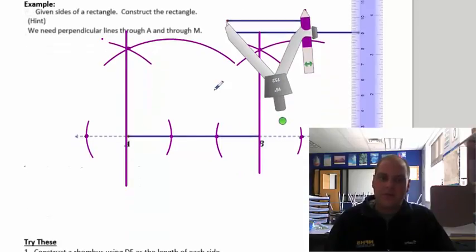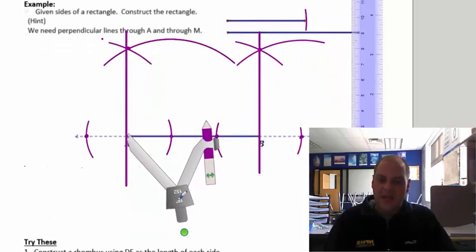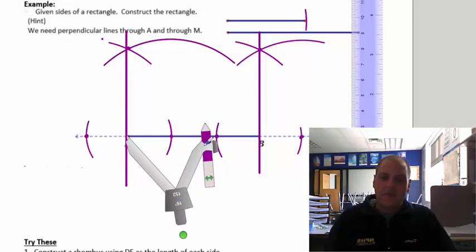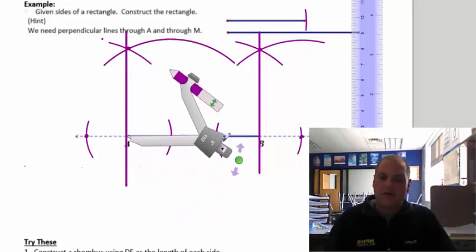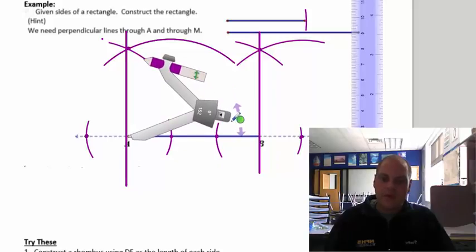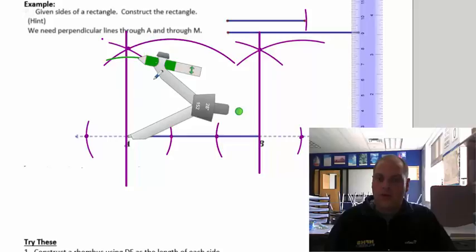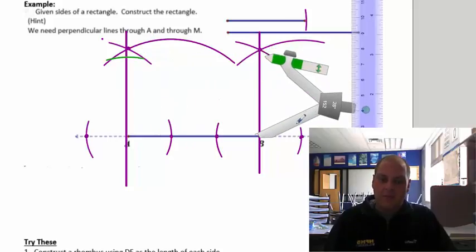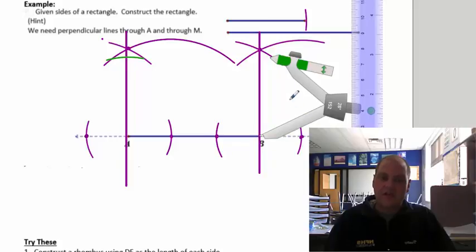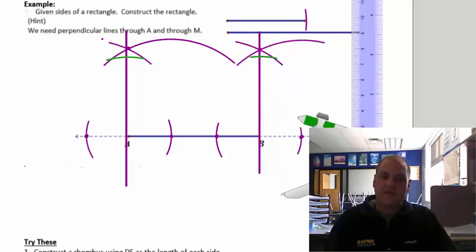I'm going to move down a little bit. Let's put my compass on point A, right? And then I'm going to swing around. I'm going to change colors. Let's go to green. And I'm going to swing and hit the perpendicular line, and then go to B, because same setting, right? We're not changing the setting, and hit the perpendicular line. There it is. See that?